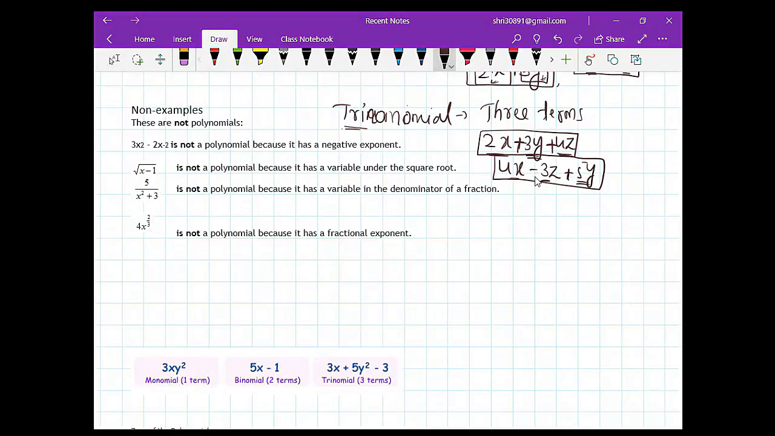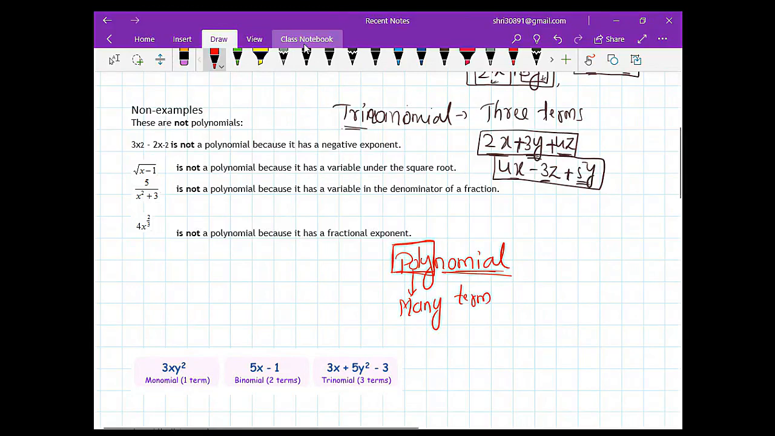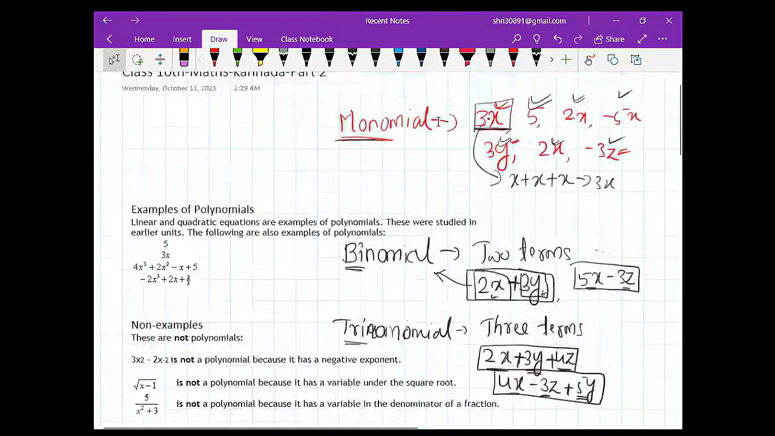So now, about polynomial. Here poly means many. Poly is the first part of the word, and it means many. And nomial means term. Many terms: if we have a single term, we call it a monomial.